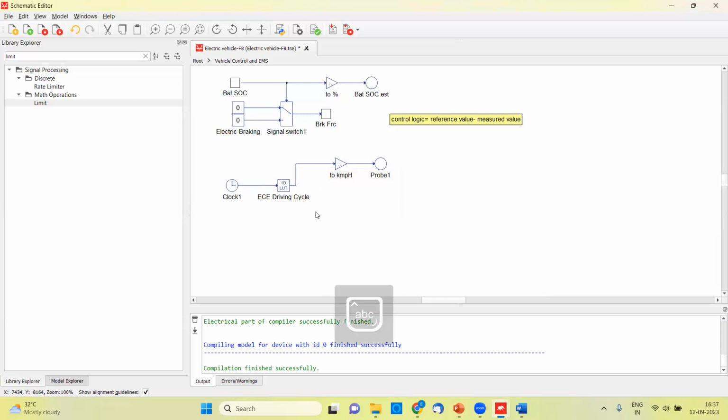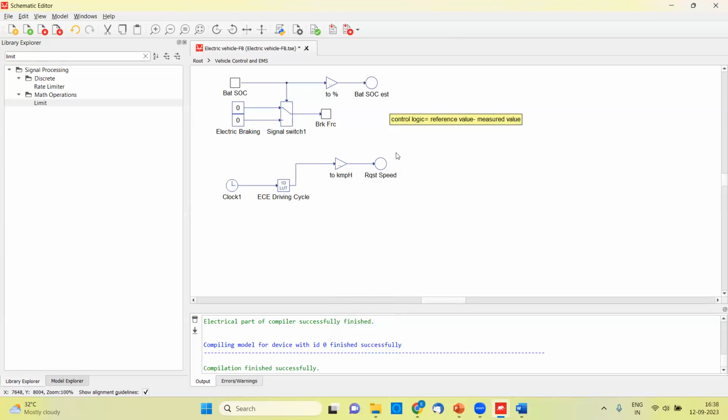So I'm going to convert the speed to kilometer per hour, and that is what we are going to see in the probe also. I'm going to name it requested speed. Why have we named it requested speed? Because this is the speed which we are requesting according to the drive cycle, and what we are getting from the model is the measured speed. So this requested speed is going to act as the reference value, and whatever measured speed we have in our model is going to come as another input.